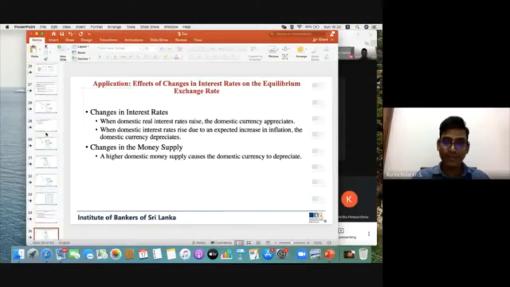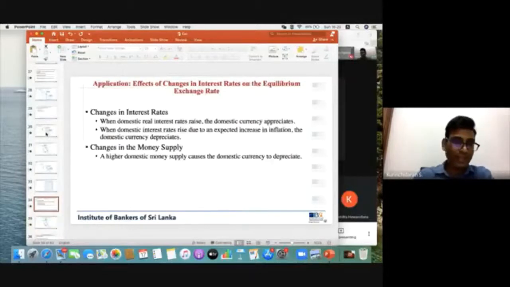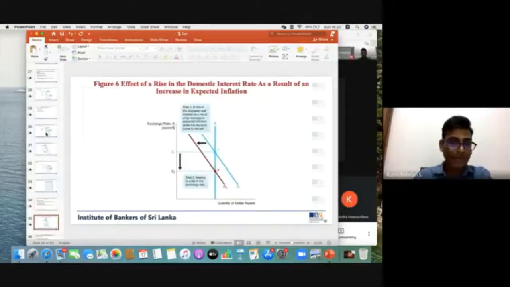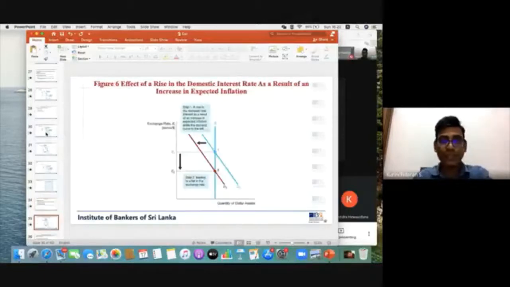Okay. Up to now, any question? Okay, the graph is here. You can see, right? This is for expected inflation. Look at this: the effect of a rise in the domestic interest rate as a result of an increase in expected inflation. So now expected inflation increases, and because of that the domestic interest rate increases. So what will happen to the exchange rate?